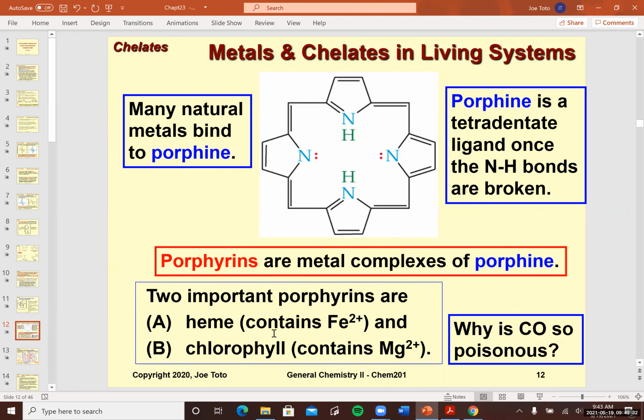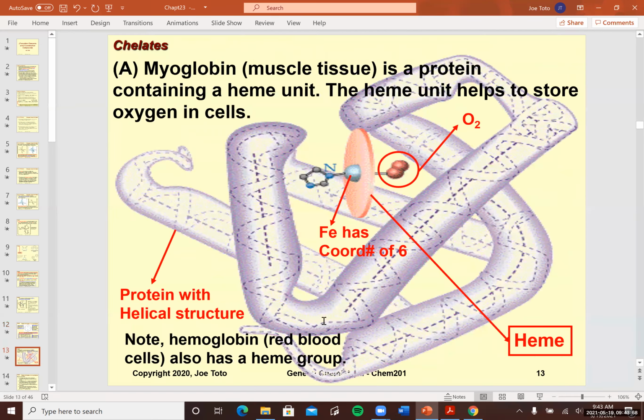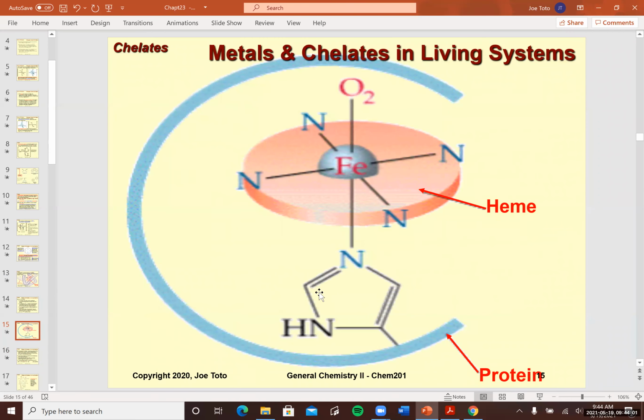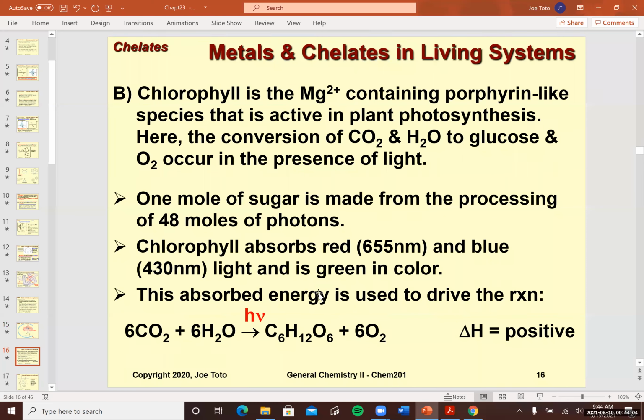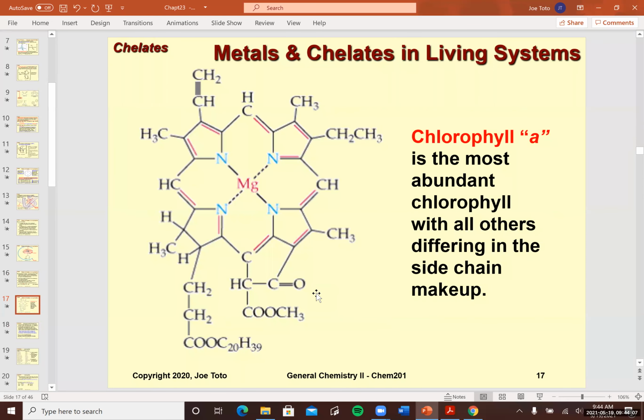We looked at how this special type of metal ligand interaction takes place in the porphine ring, which is important in plants and animals. When iron binds in the porphine ring, we call it a heme group. When magnesium in plants binds to that porphine ring, it's chlorophyll. So we looked at some of the details of the structure of muscle tissue and plants, chlorophyll.